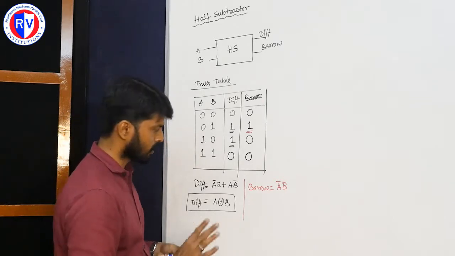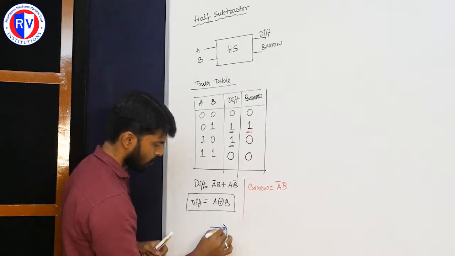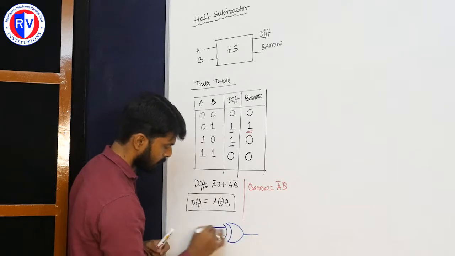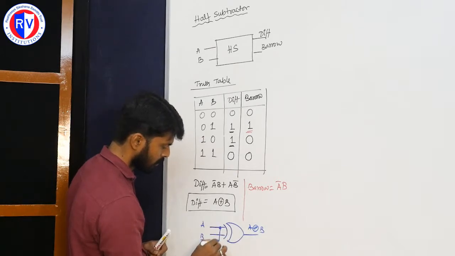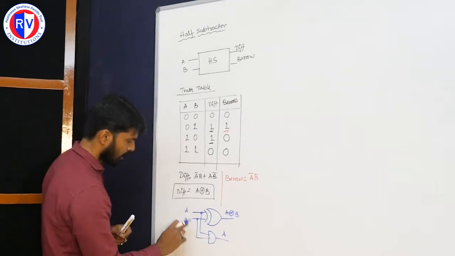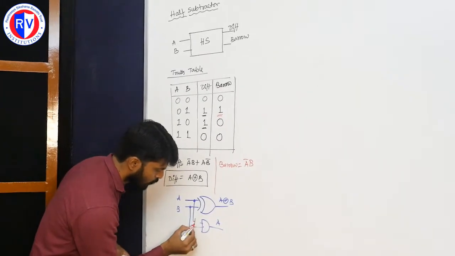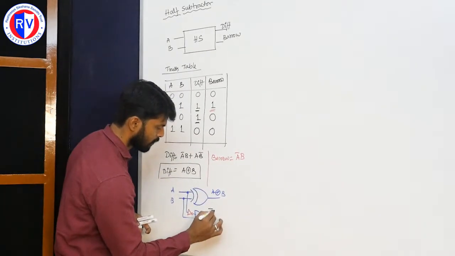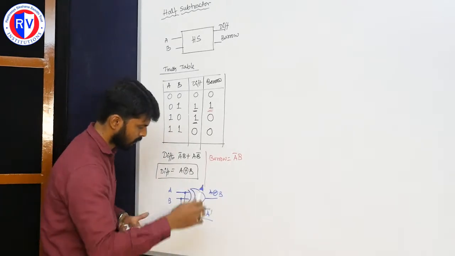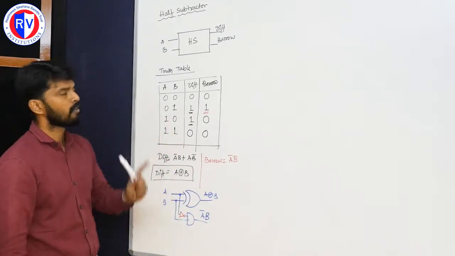For this, we need to construct a logic diagram. Once I start constructing the logic diagram, here I need one XOR gate with inputs A and B, so this one is A XOR B that I am getting. Here I need to tap this one, and here I am getting an AND gate. Here I need A bar B, so I will place one NOT gate in between to get A bar, and then I am getting A bar B. This is for the half subtractor.